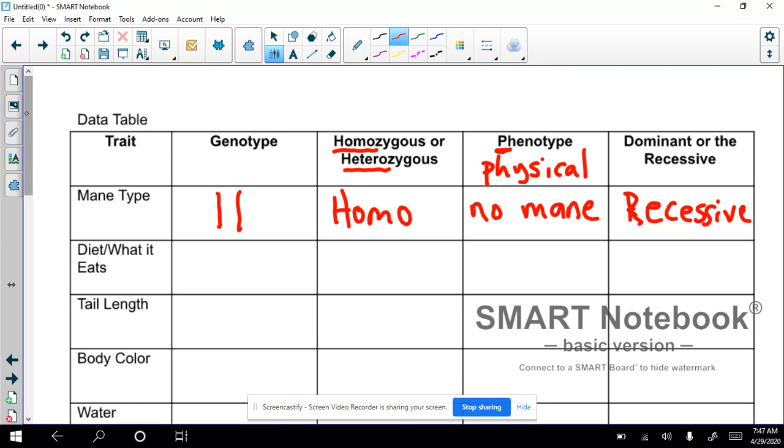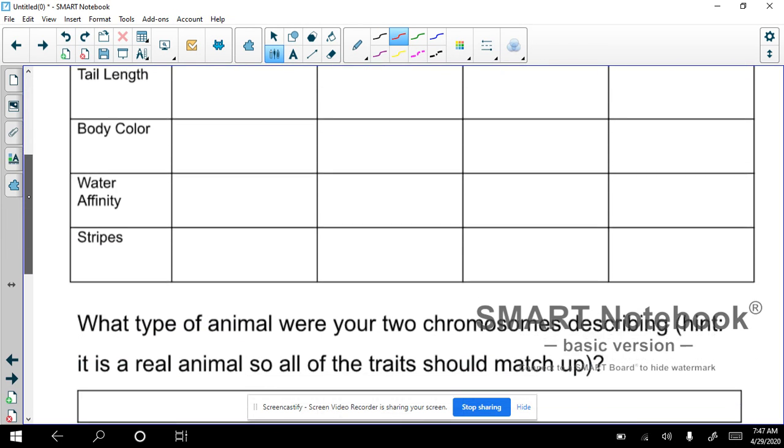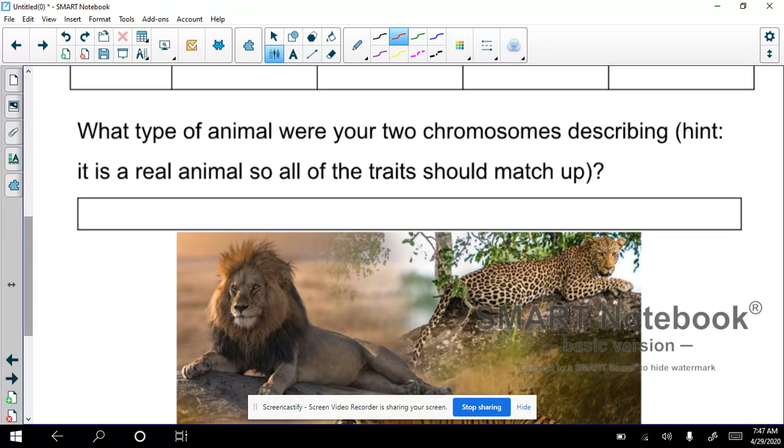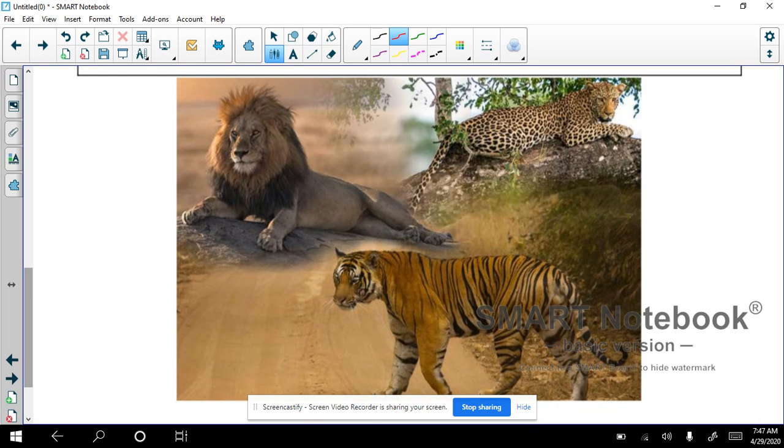Once I have my whole chart filled out, I'm going to determine for the very end what type of animal am I describing, and I'm going to write it in the box. Like I said, it's either going to be a lion, a leopard, or a tiger.